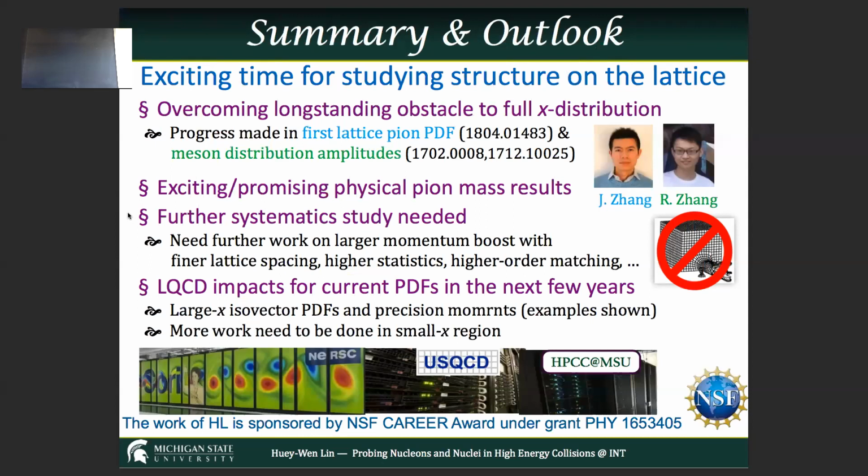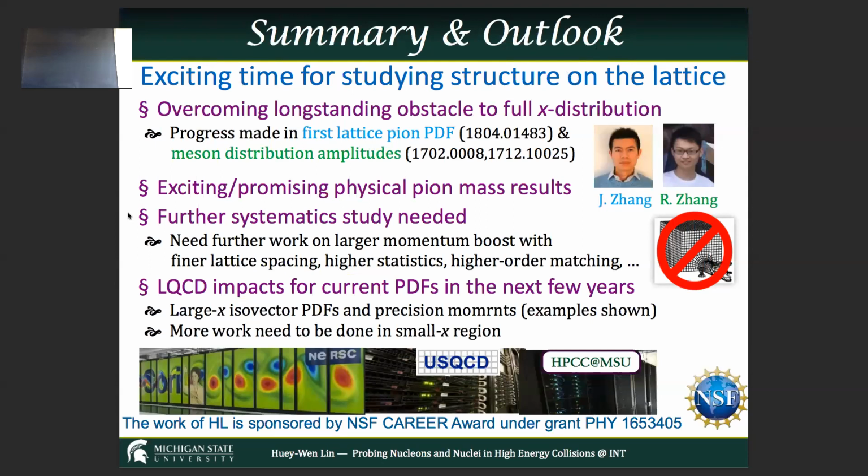We expect there will be more improved results in the future, and we will try to further study the systematics so the results become better. As always, we want to go to larger momentum, and as you go to larger momentum, you also need to go to much smaller lattice spacing. So the problems are coupled, and it makes the calculation get very expensive very quickly.